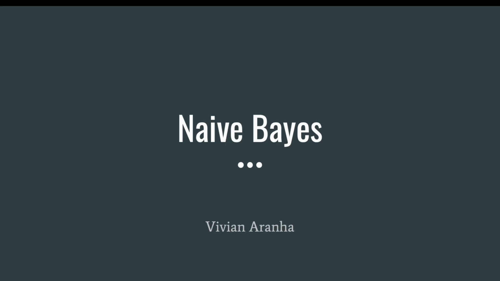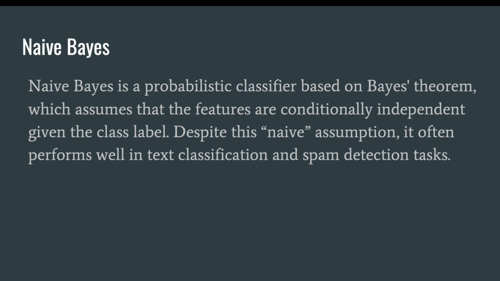Naive Bayes. Naive Bayes is a probabilistic classifier based on Bayes' theorem, which assumes that the features are conditionally independent given the class label. Despite this naive assumption, it often performs well in text classification and spam detection tasks.